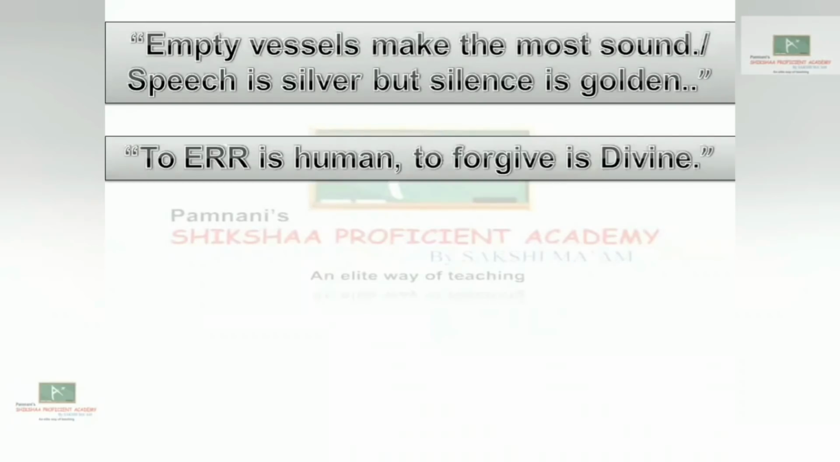Next, we have to err is human, to forgive is divine. Here, the word err means error. So, मानव गलती करता है, but ईश्वर क्षमा करता है. It means it is human nature to make mistakes oneself while finding it hard to forgive others. So we must start forgiving people.